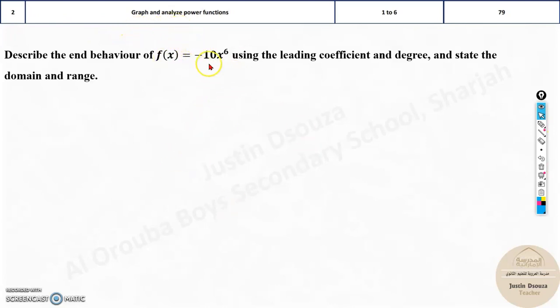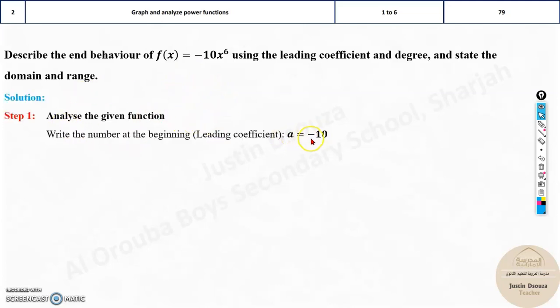It is just like the previous one. We will look into this. Now over here, you have been given a function. The function might vary. You must look into the degree, the sign, and the leading coefficient, and then when you graph the basics of it, you will understand the domain and the range. Now over here, you will analyze the given function.